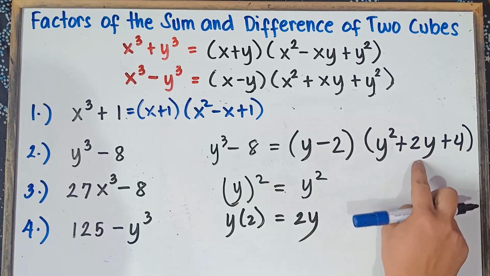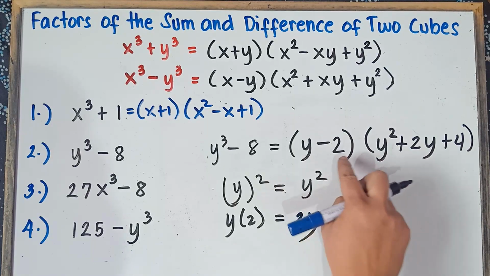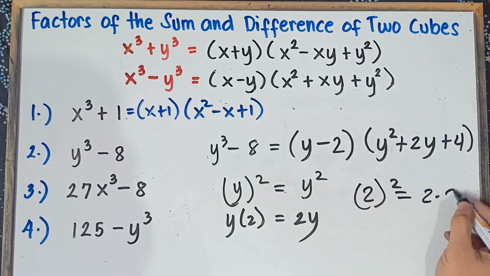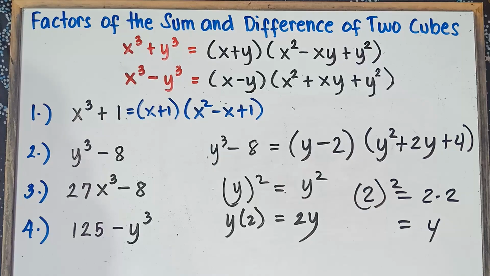So this will be positive 2y. And then get the square of the second term, 2, then squared. It means 2 times 2. That would be equal to 4. So this will be our answer, class. Easy as that, class, with regards to example number 2.